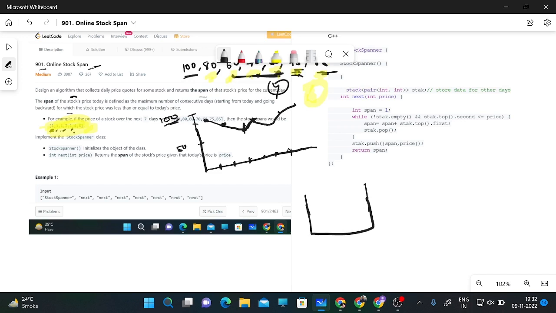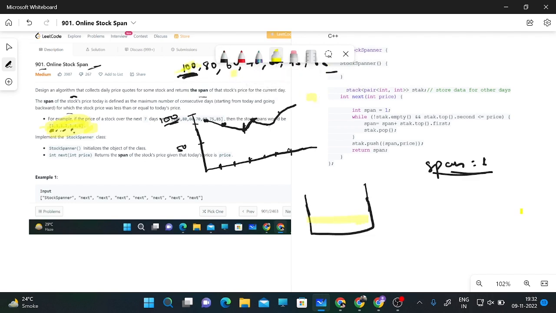We will have a variable called span. Its value will be 1. Now we will iterate on each value, on each day. Like first it will come 100, right? This 100. Let me erase this one. So first this 100 will come.